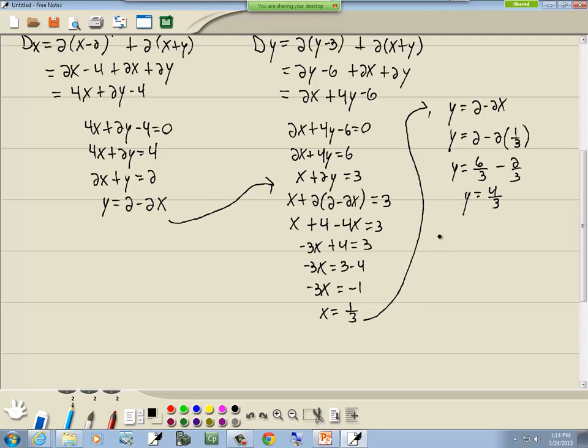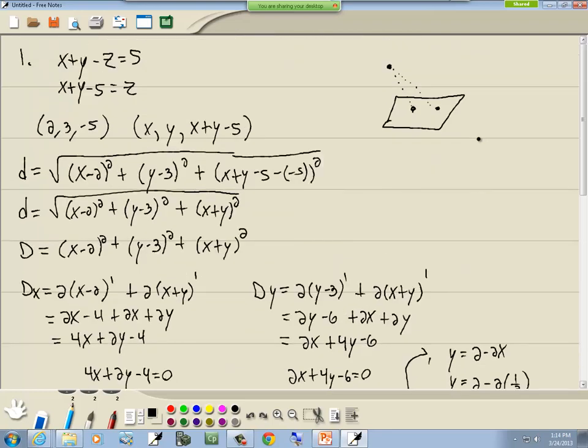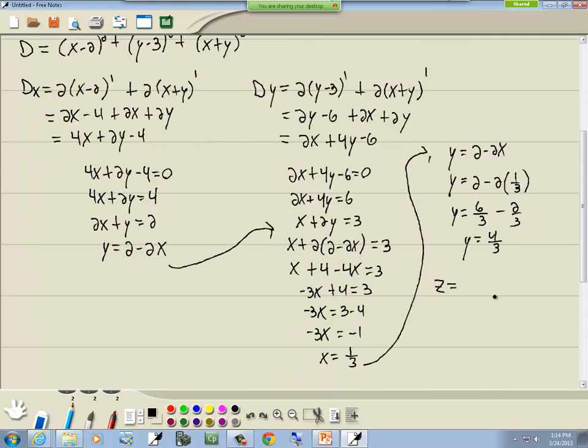Now we can find z from up above. We said z was equal to x plus y minus 5. X we said was 1/3, y is 4/3, minus, and I'm going to go ahead and rewrite the 5 as 15 over 3 to get a common denominator. These all have the same denominator, so I'll add and subtract the top parts. 1 plus 4 is 5, minus 15 is negative 10/3.